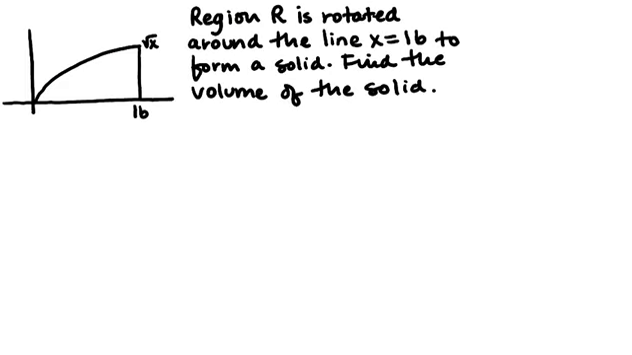Okay, now I'm going to go back to the other region, this region R. Not sure what happened to R, I must have erased it. R is rotated around the line x equals 16 to form a solid. Okay, well, there's the axis of rotation. See, it's touching the region everywhere.